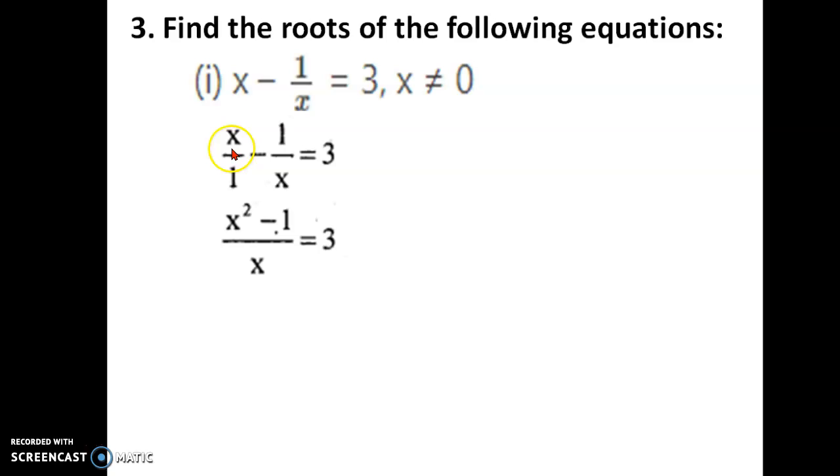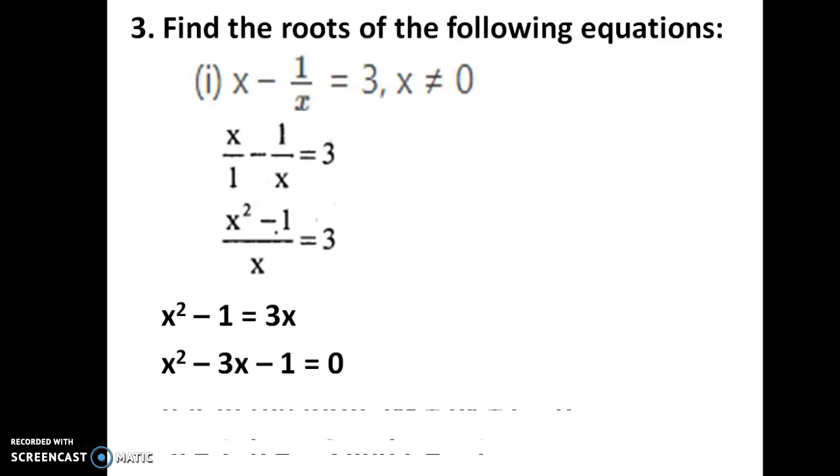Okay. So x into x, already x is there. So x into x is x square, you will get x square, then minus 1. This minus 1, the whole divided by x. Okay. So this can be further simplified by bringing the x to the RHS. So 3x I will get. So take that to the LHS. So now x square minus 3x minus 1 equal to 0. So this is in the form of a quadratic equation.